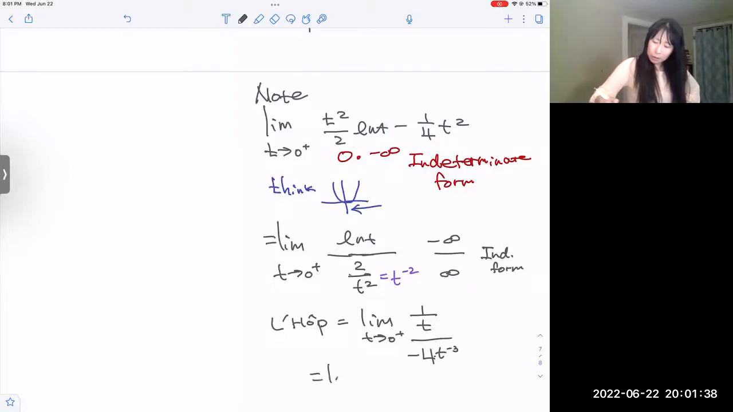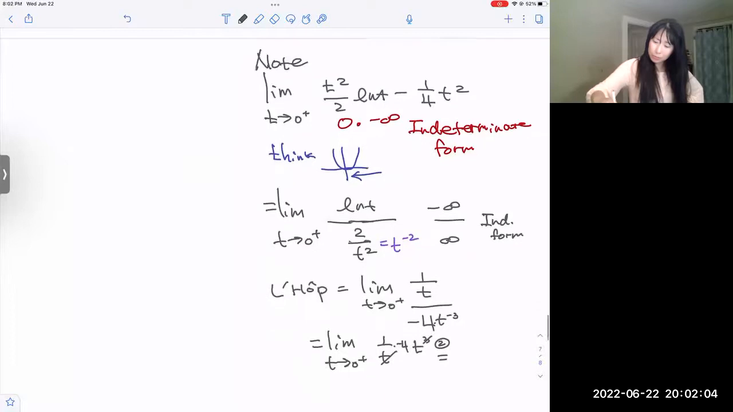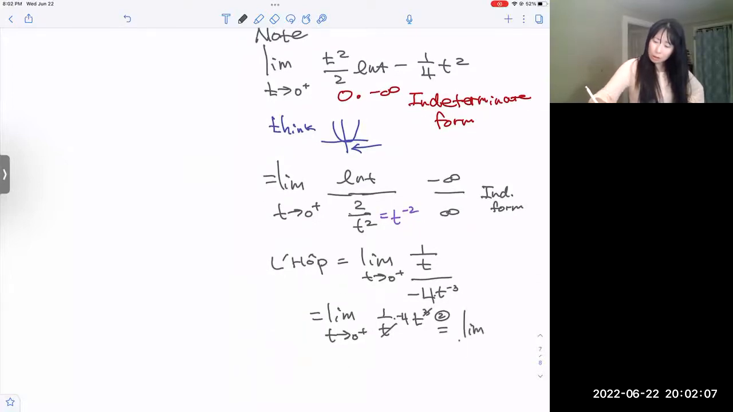So we have limit t approaches 0 from the right, 1/t, and that's the t to the 3rd power, -4. So we simplify, we have a 2 there. So this will be limit t approaches 0 from the right, -4t squared, right?